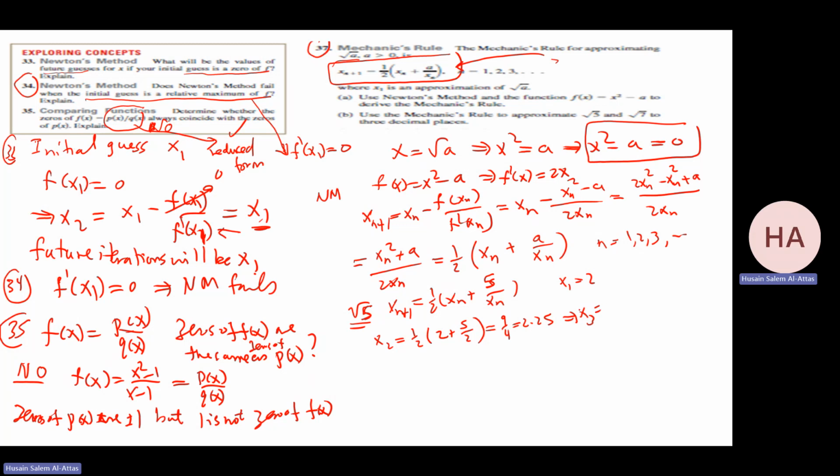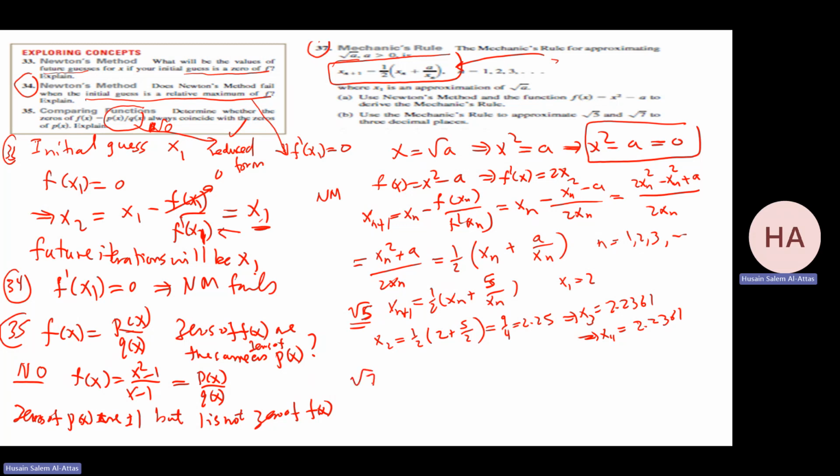Now I need the calculator. x3 will be what? I'm getting the numbers from the calculator. 2.2361. That will be x4 equal 2.2361, which is almost the same.